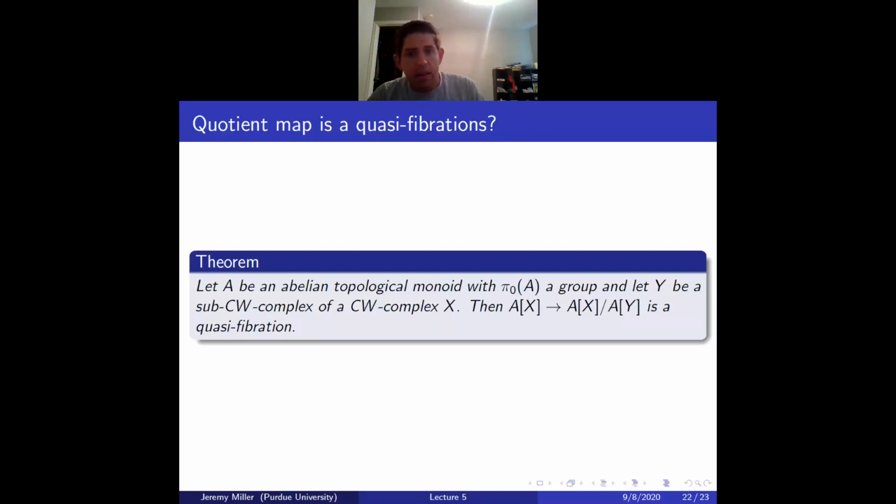Okay. And then the theorem we're going to prove, modulo some issues I found in the reference I was using, is that if A is a topological abelian monoid and Y is a sub-CW complex of a CW complex X, and pi 0 of A is a group. So in the case that A is discrete, I'm just saying A is an abelian group. Then the map from A of X to A of X mod A of Y is a quasi-fibration, which will give us a long exact sequence of homotopy groups.